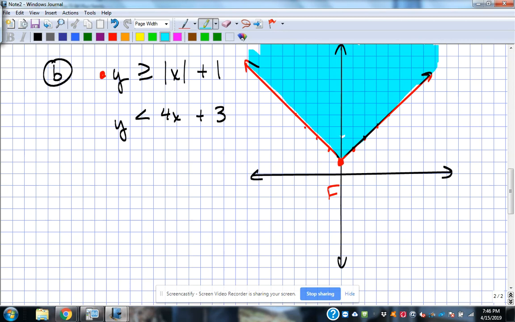Now let's graph the second inequality, which I'll graph with a green line. It's a linear equation, so that's something we know about graphing. What's the y-intercept? It's 3. So I'm going to put a dot there. The slope is 4. So I'm going to go up 4 over 1. I could do that again if I wanted to. I could go down 4, left 1 if I wanted to. But I get a line, and it's dotted because I don't have an equal to mark.